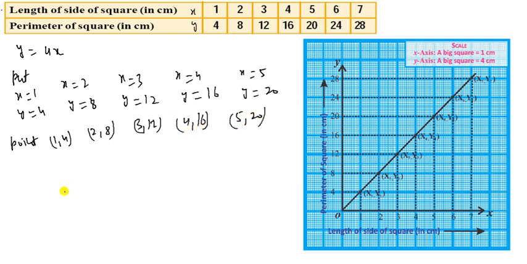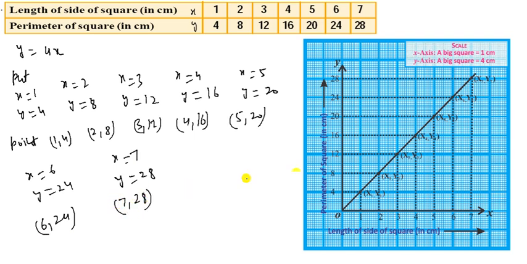And let us see what will happen for 6. So put x is equal to 6, so we get 6 fours, 24, and x is equal to 7, so y is equal to 7 fours, 28. So the points are 6, 24, and 7, 28. Let us see what will happen. Here on the x-axis there is the length of the side of the square, and this one is the y-axis and it is the perimeter of the square. So let us see, 1 and 4, it is 4, 8, 12. You can see here on the x-axis the big square is 1 centimeter, and on the y-axis a big square is equal to 4 centimeters.